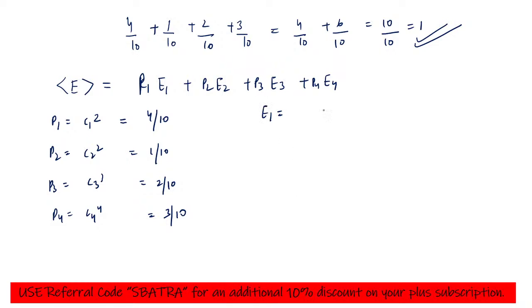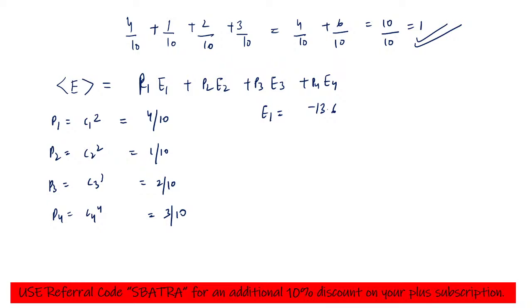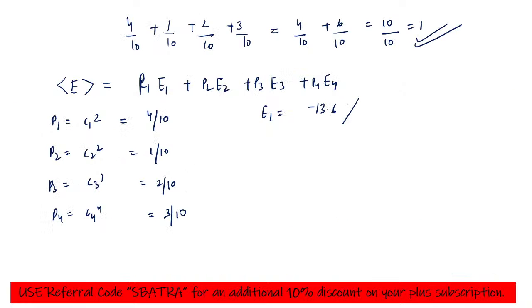So E1 is equal to minus 13.6. It's for the hydrogen atom. Is it written? Yes, it is given that it's for the hydrogen atom, so Z is equal to 1. So it is 1 by n square. Basically, what is the value of n? If I go to this function, for the first function the value of n is 1. It's like phi n l m, this is how we write the functions. So n is 1 here, n is 2 here, n is 3, and n is 2. So for these three functions n is 2, and for the first function n is 1.